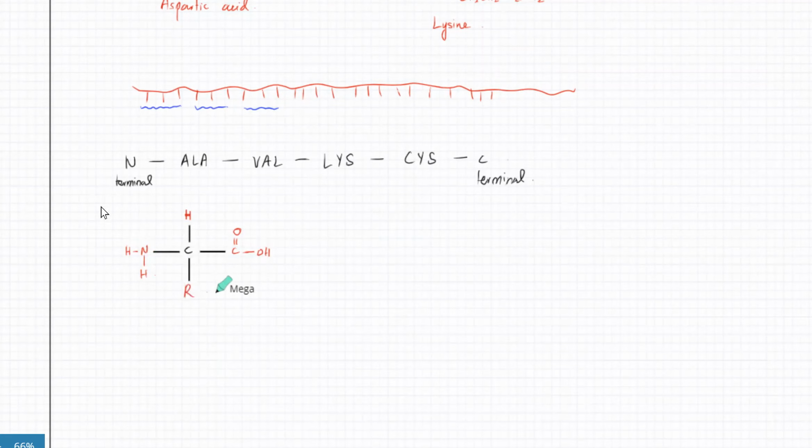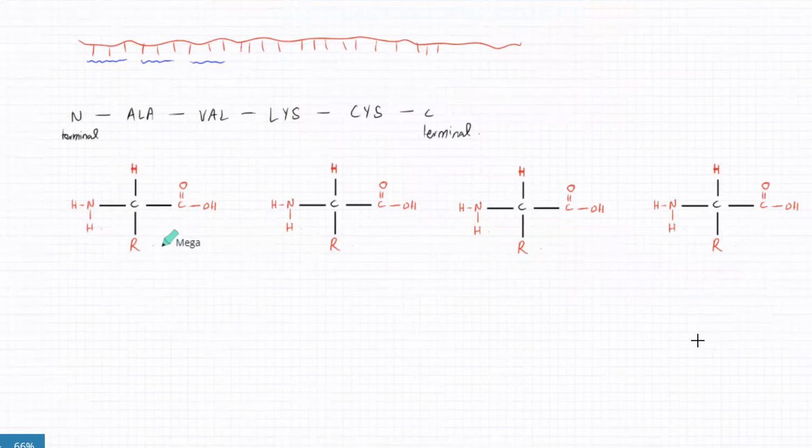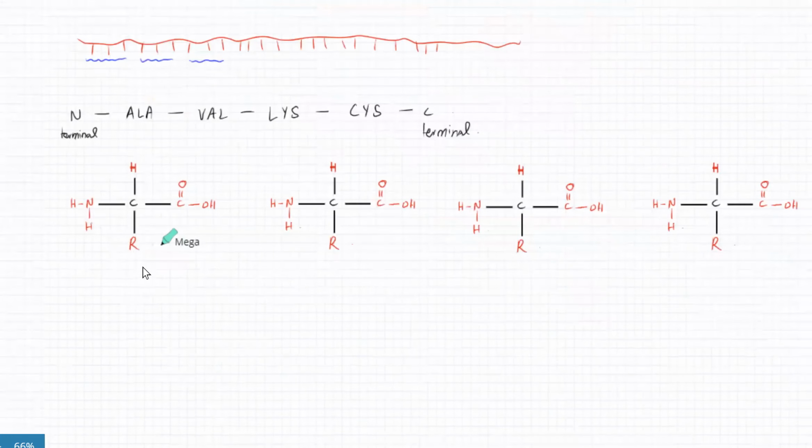So there are 4 amino acids. That's the first one. Here's my second one. Here's my third one, and here's my fourth one. So I've got these 4 amino acids lined up. I'm going to change the R group now. First one is alanine, which we already know is CH3. So alanine is CH3.